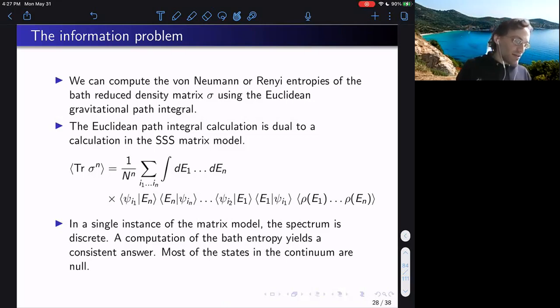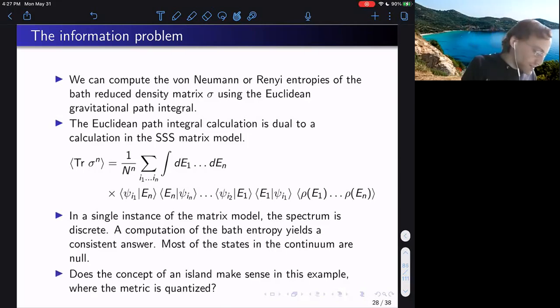And so that's a way that you could resolve this problem in a very similar way to the West Coast paper. But with that said, there's still, I think, a question that should be answered. And that is, does the concept of an island make sense in this example?